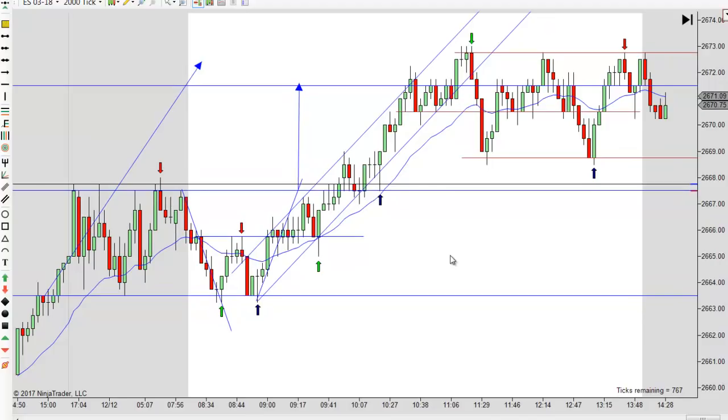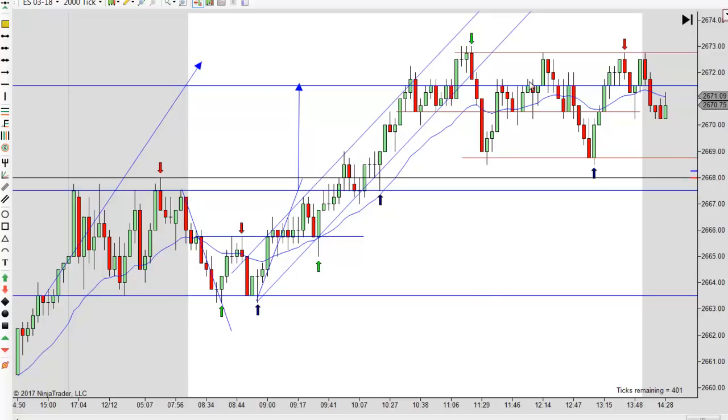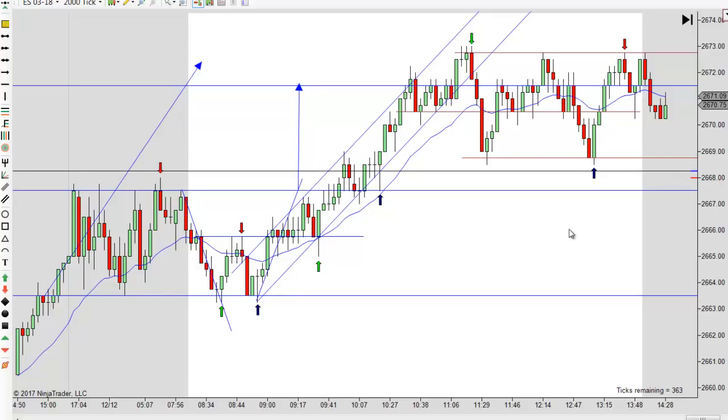The rules say don't take it. And then you won't take it, and it'll jump straight up. And then it'll come back over here, like right here, and you'll say, well, I'm taking it this time. And guess what? It doesn't get your 4 ticks. It fails, and it stops you out.